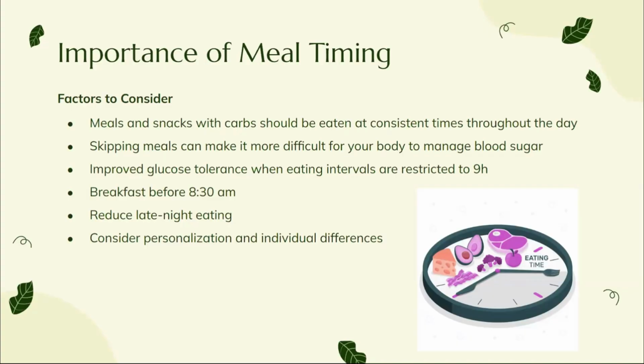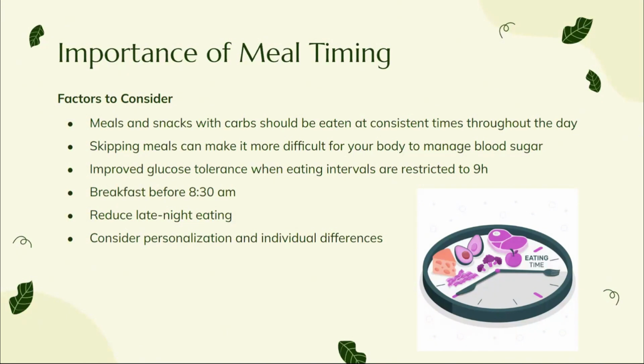There are a few considerations that you should keep in mind when timing your meals, but one of the most important things is that meals and snacks containing carbs should always be eaten at consistent times throughout the day. This allows your body and circadian rhythm to predictably know how to control your blood glucose levels so that it stays within a steady range. This means no eating meals at erratic times or skipping meals, as this will make it harder for your body to maintain that optimal blood glucose level.